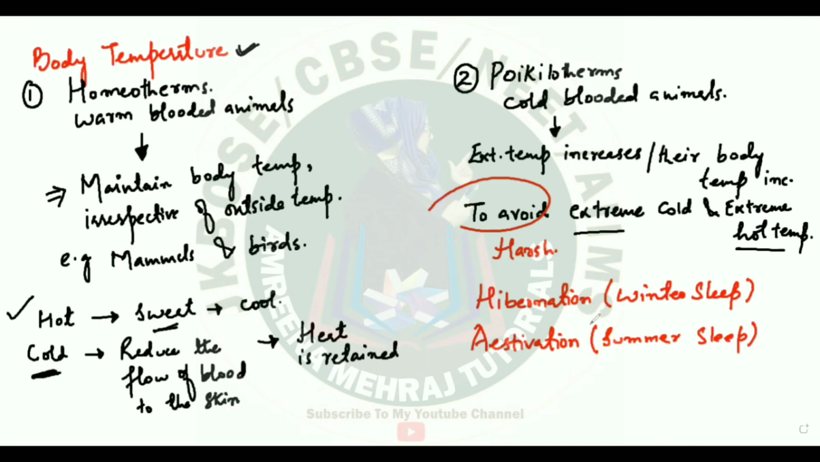Okay. During these inactive phases, the metabolic activities are very, very low. Body energy requirement is very, very low. They will perform these two adaptations. Who will show these two adaptations? Your poikilotherms, your cold-blooded animals. They will show these types of adaptations, hibernation and aestivation, to avoid extreme cold and extreme hot temperatures. Because we know extreme hot and extreme cold temperature, both situations are very harsh.